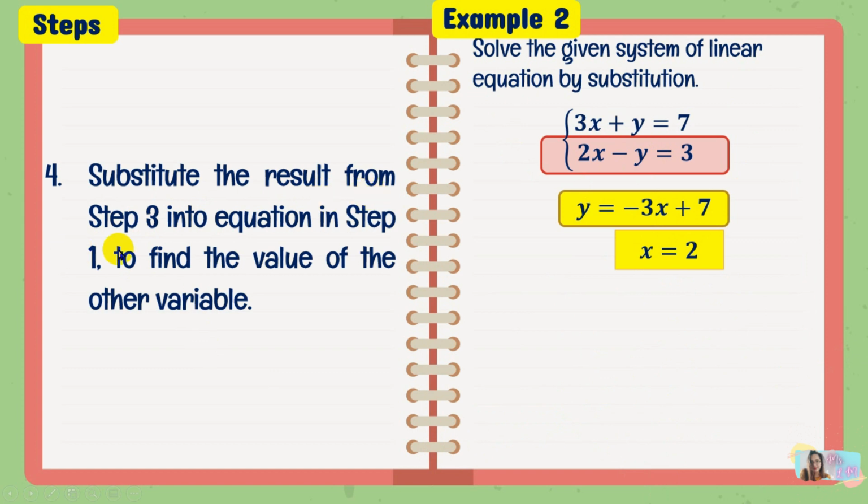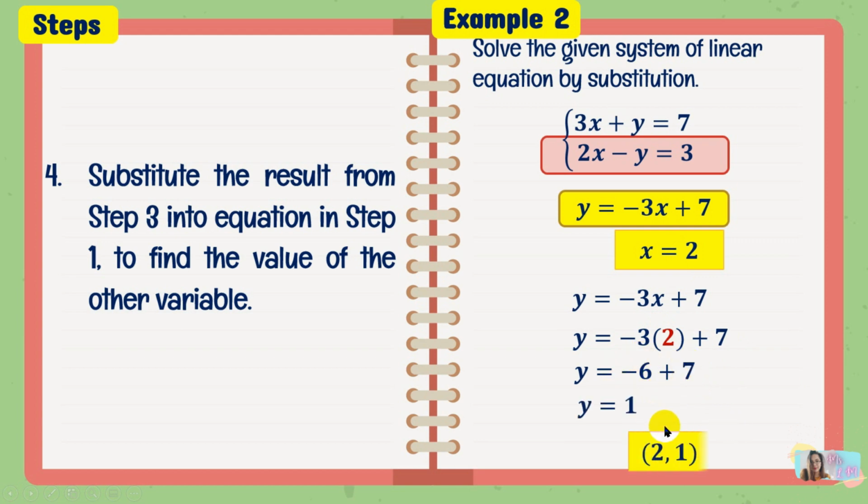Substitute the result from step 3 into the equation in step number 1. So, ito yung equation natin sa step number 1. Diyan daw natin isa-substitute yung ating nakuhang value ng x. So, y is equals to negative 3 times 2 plus 7. And negative 3 times 2 is negative 6 plus 7. That will be 7 minus 6. Y is equals to positive 1.